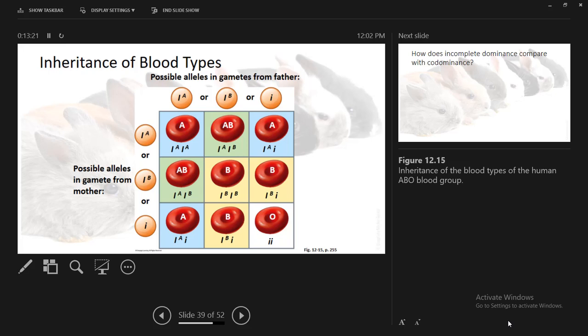Okay? And so if this sperm fertilizes this ovum, you end up with A-type blood. If this sperm fertilizes this ovum, you end up with AB blood. And then let me go down to here. If this sperm fertilizes this ovum, you still end up with A-type blood, because A is dominant to O.